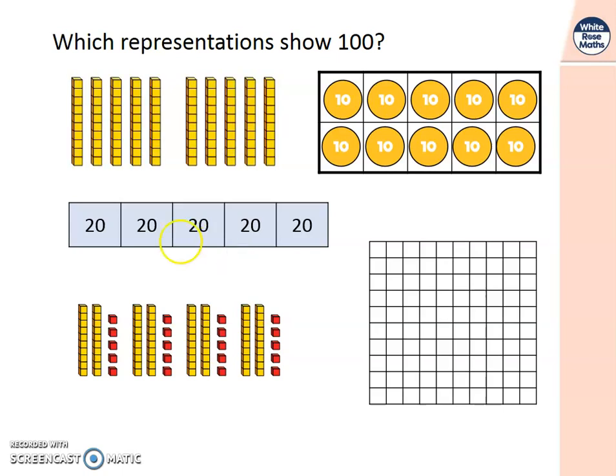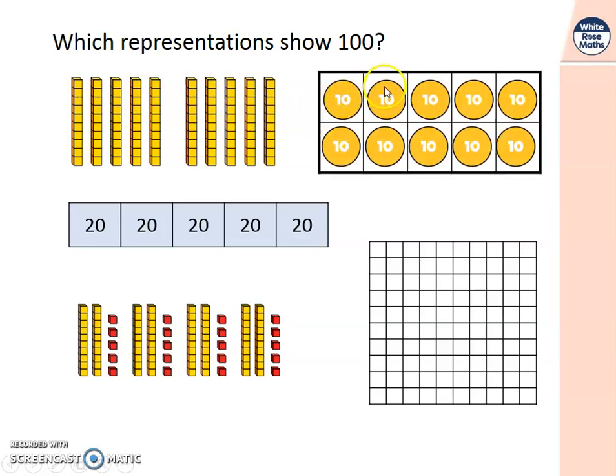In this first example, we have got 1, 2, 3, 4, 5, 6, 7, 8, 9, 10 groups of 10, and we know together 10 groups of 10 make 100. We've split them into one group of 50 and another group of 50. So I have two groups of 50 making 100 altogether.